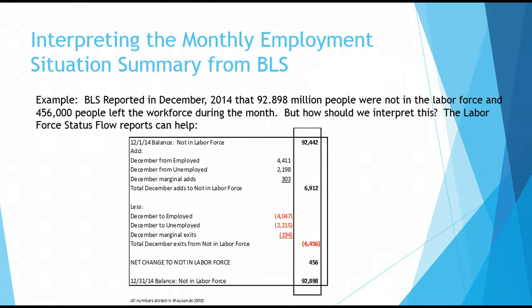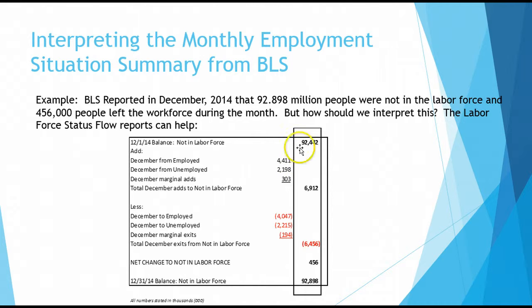But you see those numbers, and those are really net numbers. And I laid out a little chart here to show you how they arrive at it. The way I did this is I got it right out of the labor force status reports. So the first thing you have is the opening balance, the December 1st balance of the number of people not in the labor force, and that was 92,442,000. Now, to that number are people coming into the grouping called not in the labor force. This is the flow part of the status flow.